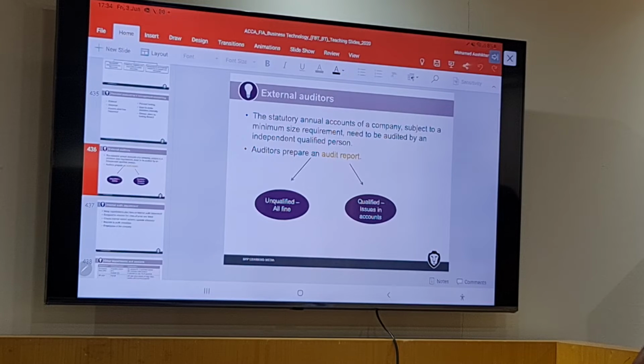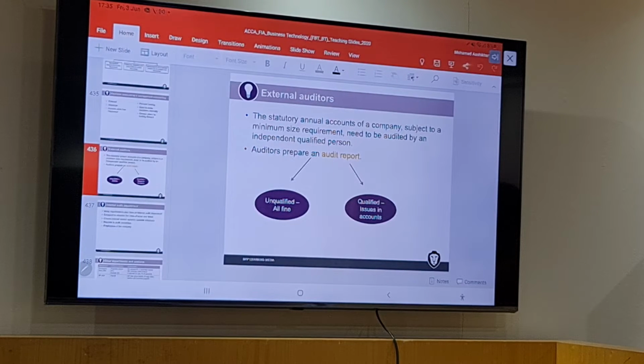There are different types of audit: unqualified, all fine; qualified, issues in accounts. When you hear someone saying an audit report is unqualified, that means the audit report is perfectly good, no problem in that. But if you hear someone saying this audit report is qualified, it means there are issues in the financial statement. You understand me or not? Qualified means there is an issue. That's a terminology we use in audit. We call it qualifications.